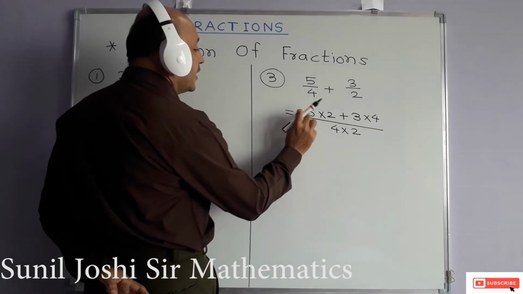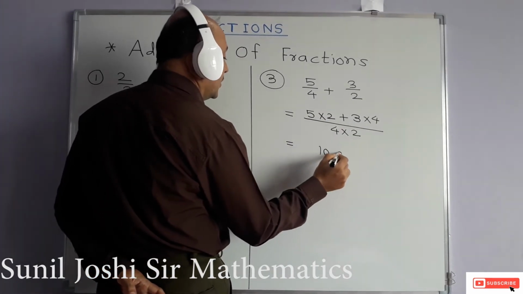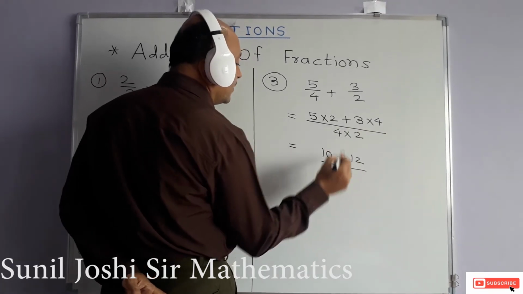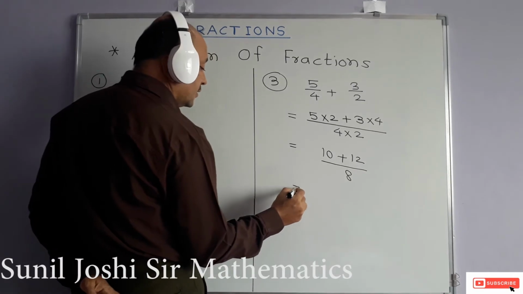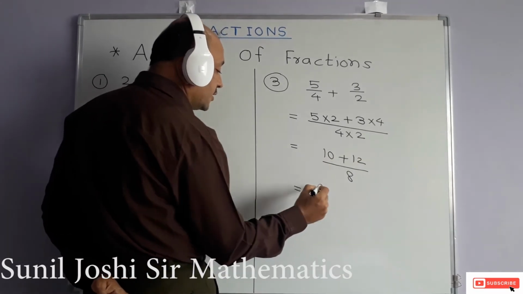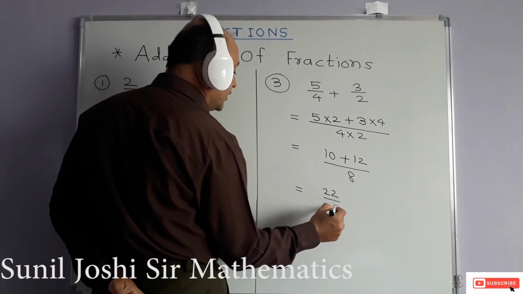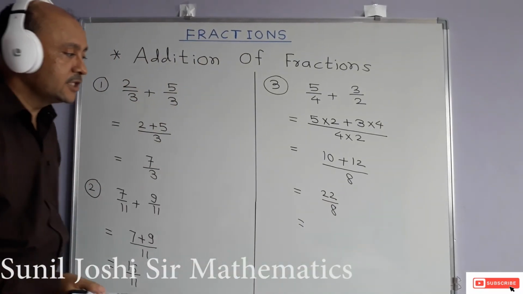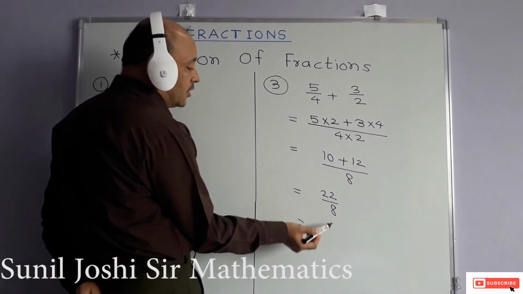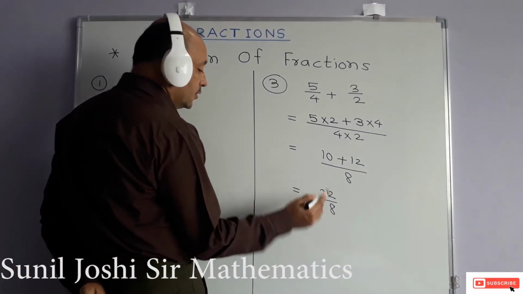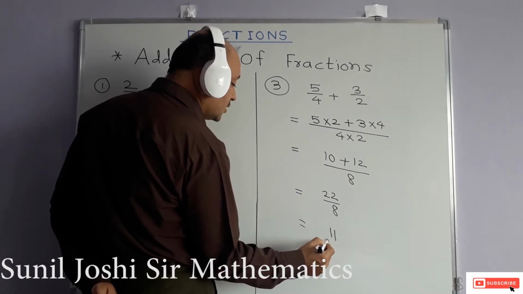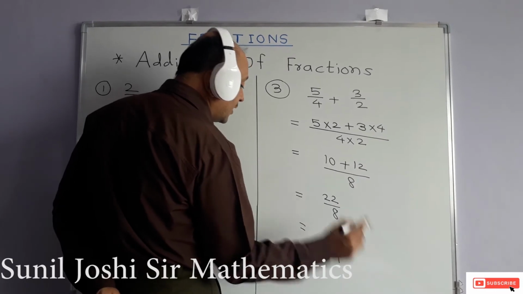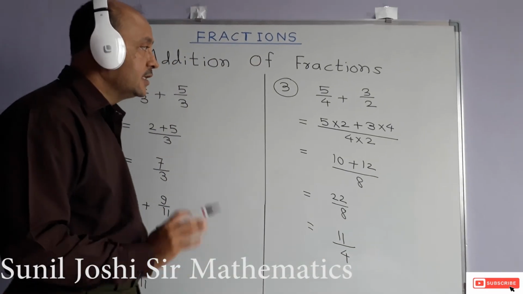Then simplify this. 5 2s are 10 plus 3 multiplied by 4 is 12 divided by 4 multiplied by 2 is 8. So 12 plus 10, that is 22 upon 8. But it is not simplest form. Okay, so let us obtain the simplest form of 22 upon 8. So both are in the table of 2. So 2 multiplied by 11 is 22 and 2 multiplied by 4 is 8. So the answer is 11 upon 4, which is same like previous example.